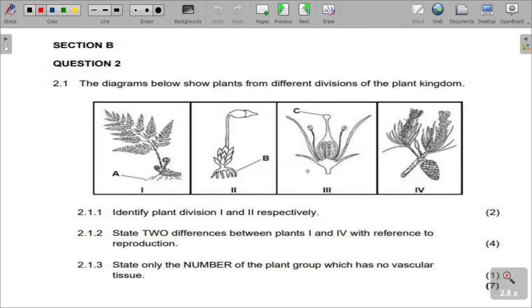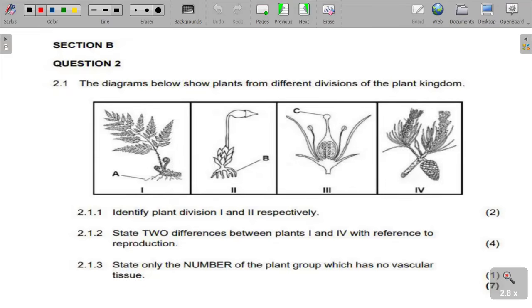Identify plant division 1 and 2 respectively. The plant kingdoms. Please, again, I say refer to the channel for the full video that explains this. We are not going to go through detailed explanations again because of time. So we are saying identify division 1 and 2 respectively.